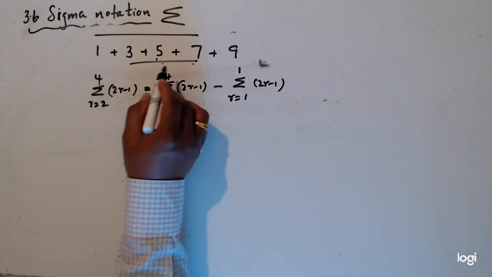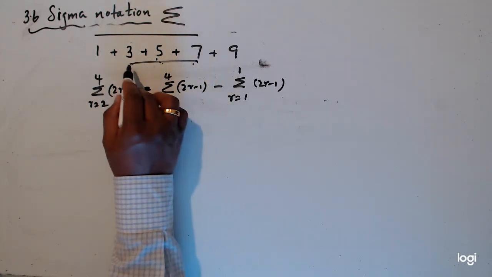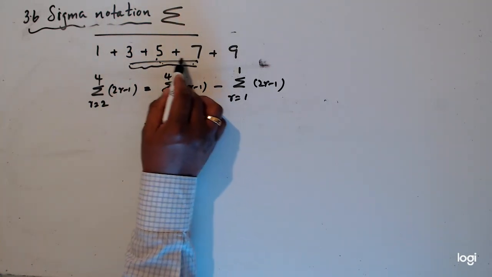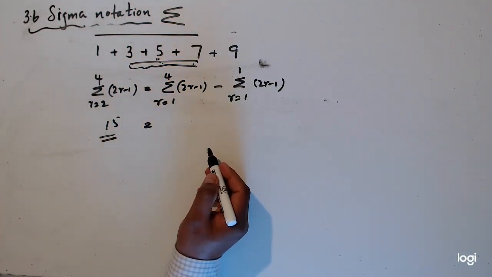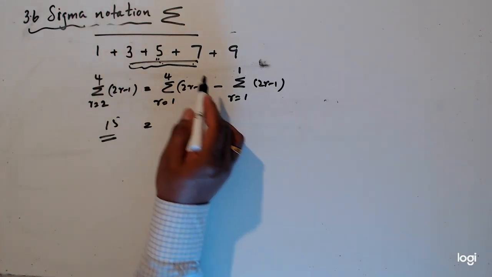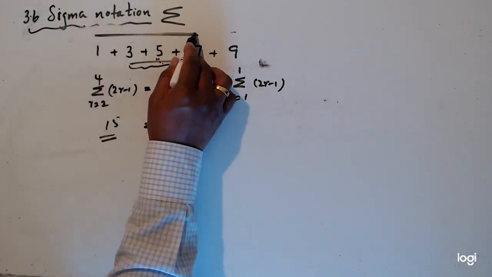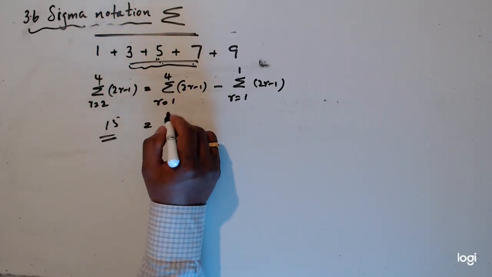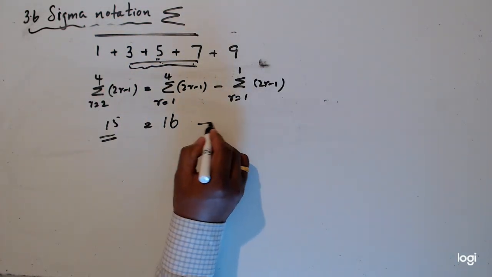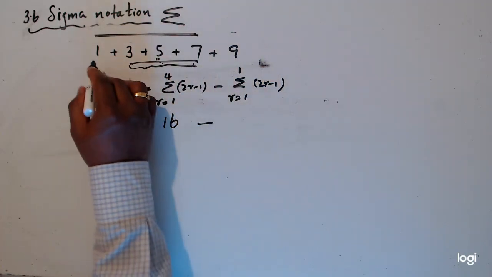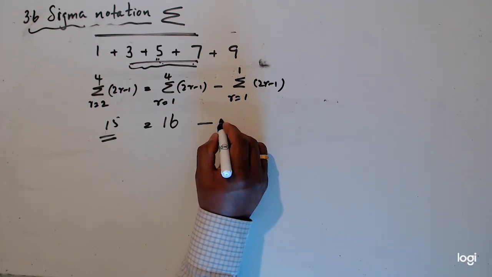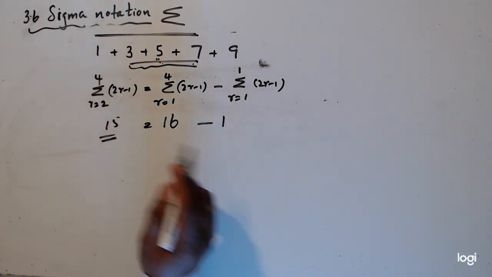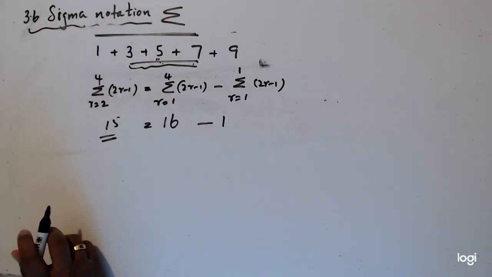So we want to find 3 plus 5 plus 7 addition. So basically 7 plus 5, 12, plus 3, 15. So instead, we are finding this one, this is 1 to 4. The whole is 1 plus 3 plus 5 plus 7, so that is 16. And then minus r equal 1 to 1, which means the first term. The first term is 1. So 16 minus 1 is 15. So this is the idea behind it. You may need to use this one.